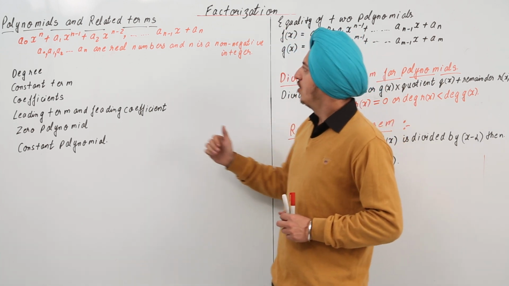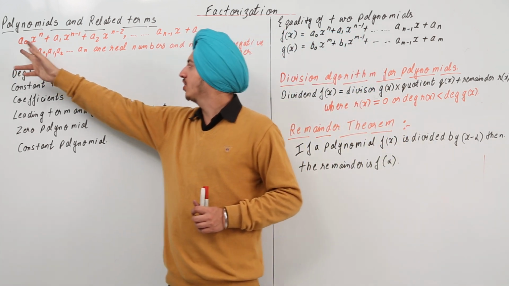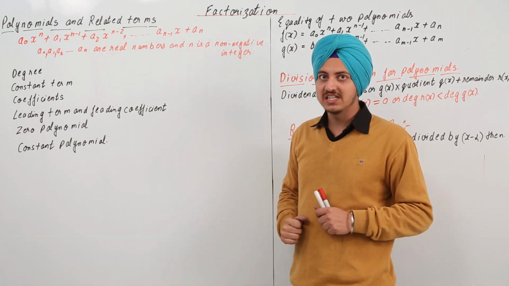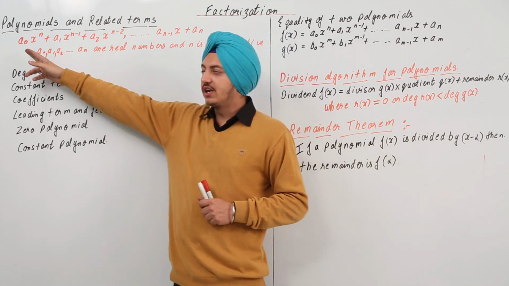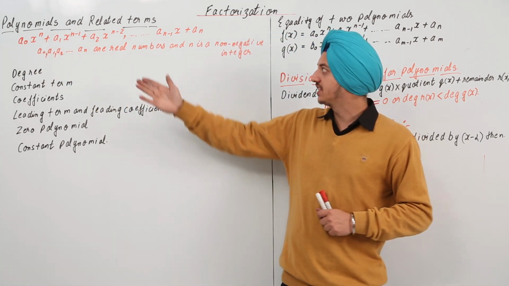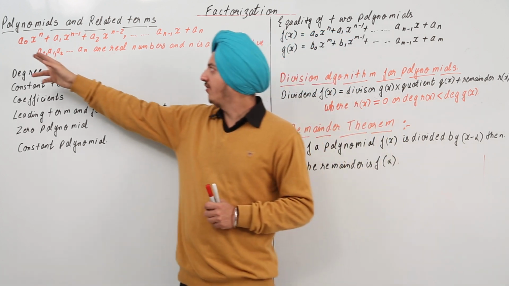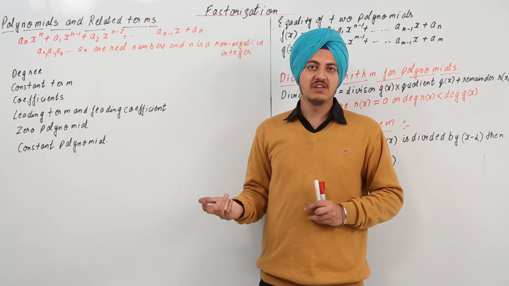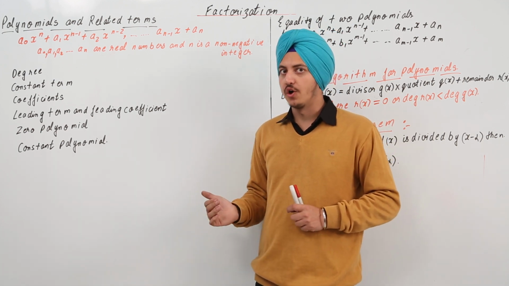Now, this is a naught to a n, right? So how many terms are there in this? There are a naught to a n, so n plus 1 terms, if none of a naught to a n is equal to 0. If any one of them is equal to 0, then that term is gone, right?